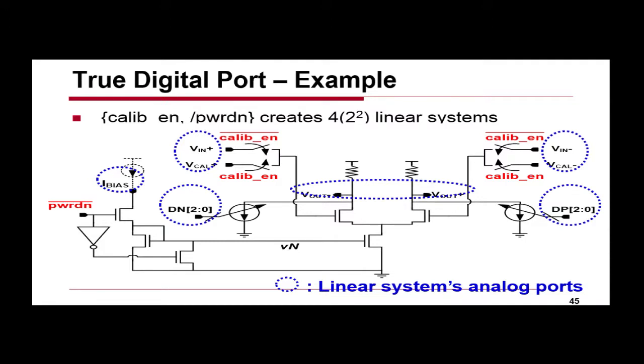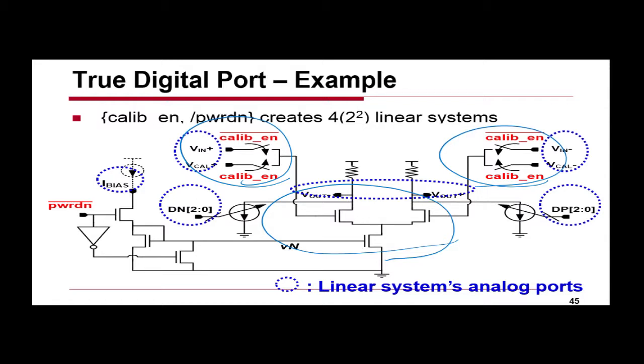Now, the hard thing comes about because circuits today are not simply analog circuits. They have digital controls on them. Now, some of those digital controls change the circuit completely. If you look, this is a simple differential pair, but there are switches that change whether the inputs are actually the real inputs or the calibration inputs.